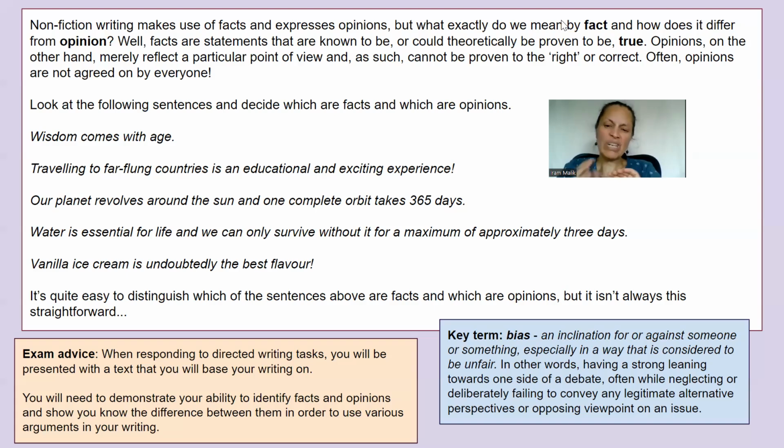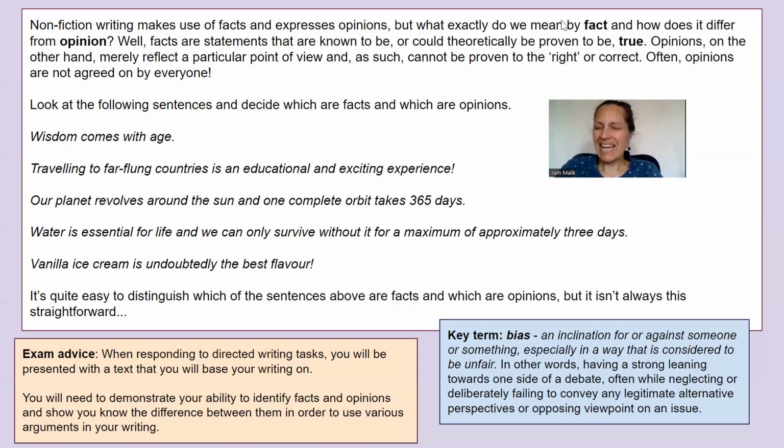So having a strong leaning towards one side of a debate, for example, say you are on the side of the debate arguing that travel is something that everybody should experience, if you were definitely of that opinion and everything that you said in your piece or your speech suggested that, and you dismissed any alternative arguments, that would indicate bias. Okay, so you're not looking at it in a neutral way. It's one-sided. So that's really what we mean by being biased.